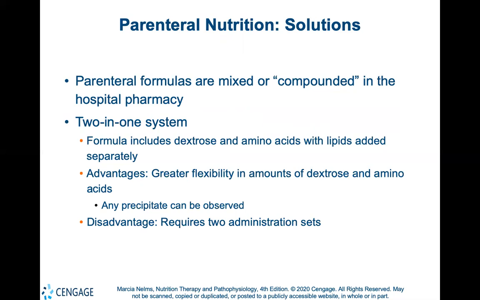2-in-1 system. The formula includes dextrose and amino acids with lipids added separately. Advantages: greater flexibility in amounts of dextrose and amino acids. Disadvantages: requires 2 administration sets.